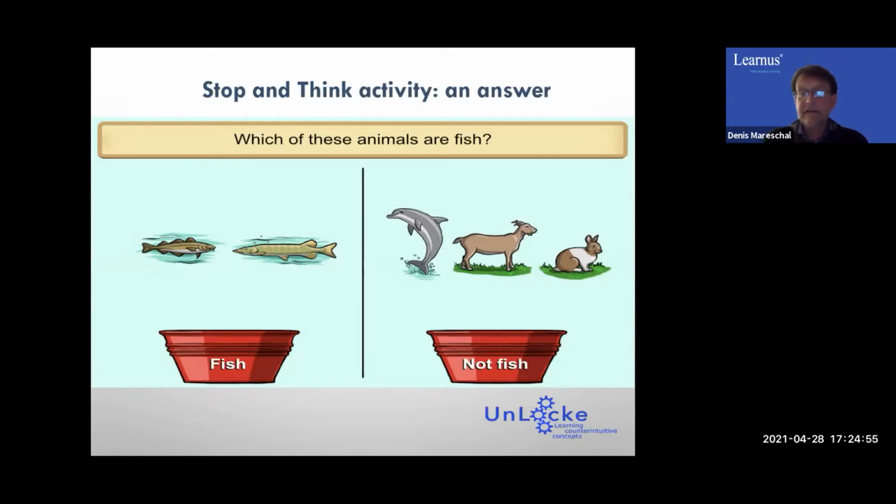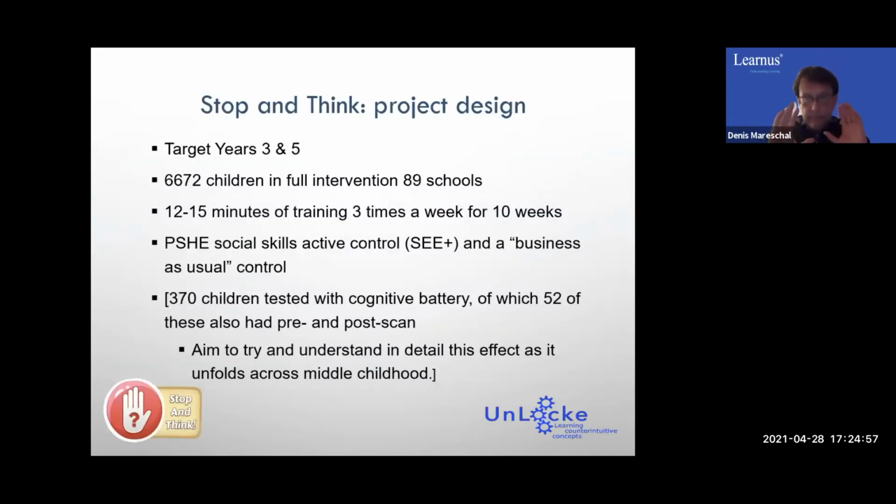Okay, so that's really what's happening during the game, during the intervention. What were we targeting? What was the project about? We targeted year 3 and year 5 children. The content of the problems was based around the national curriculum for year 3 and 5. Over 6,600 children took part across 89 schools in England. And each of the sessions was 12 to 15 minutes.